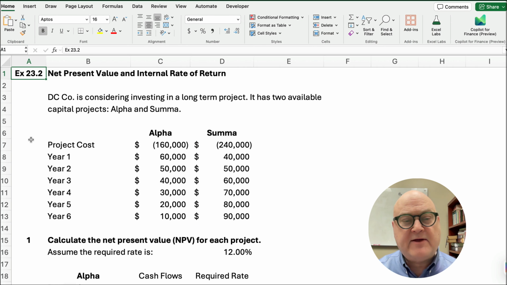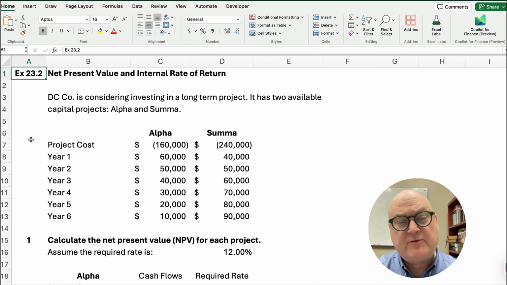Now, this is the second problem we've worked on in capital budgeting. The first problem was just doing payback period. And so how long does it take for you to recover your initial investment? So it doesn't include time value of money. So it's not a preferred method. It's an easy method and it's fine, but it's not a preferred method.